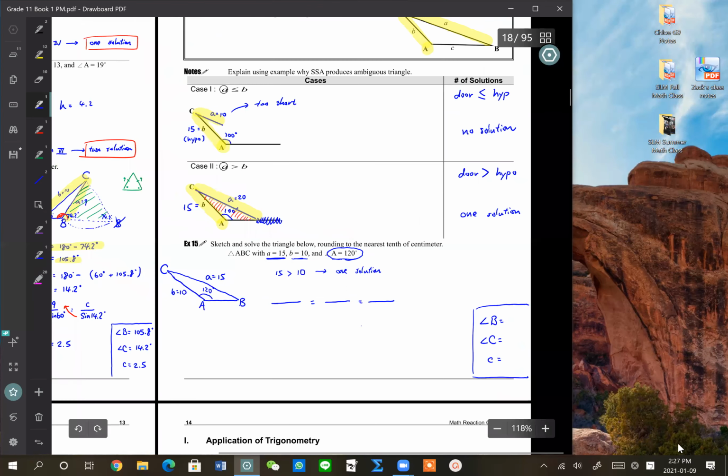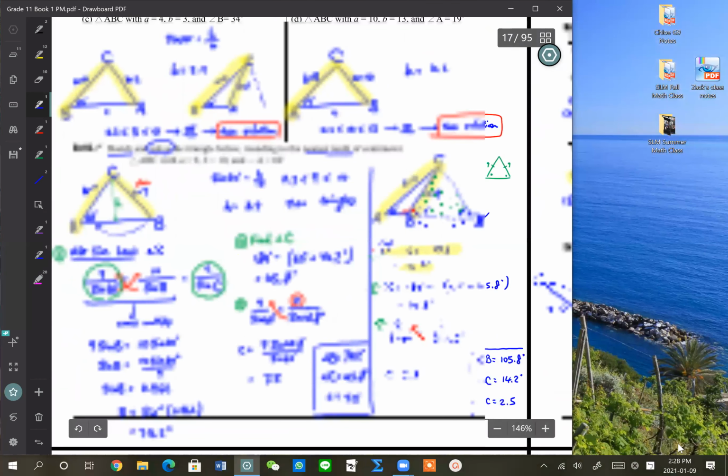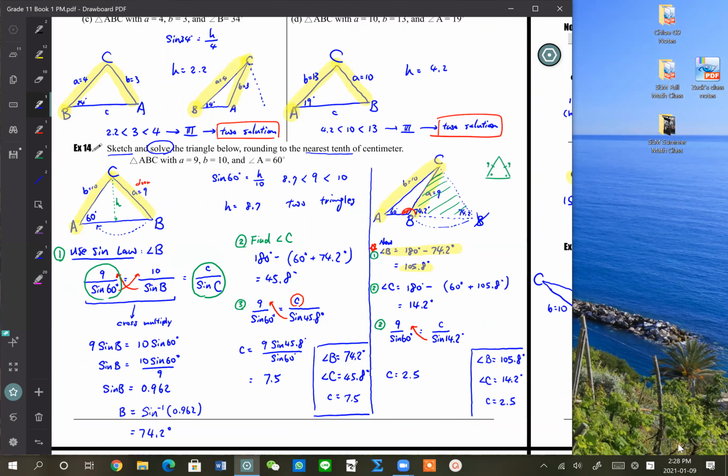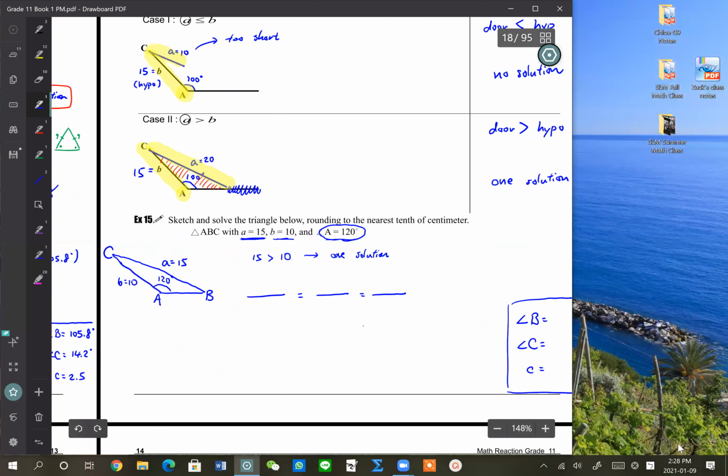So basically you follow the first triangle of question 14. You follow exercise 14, first triangle.